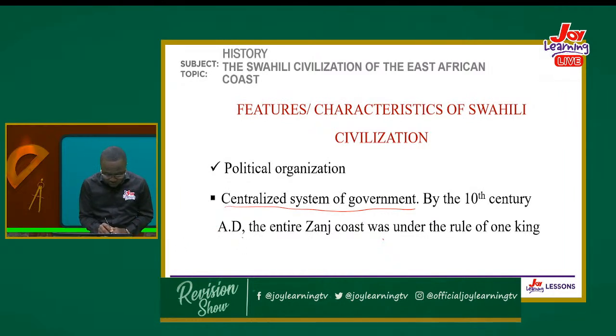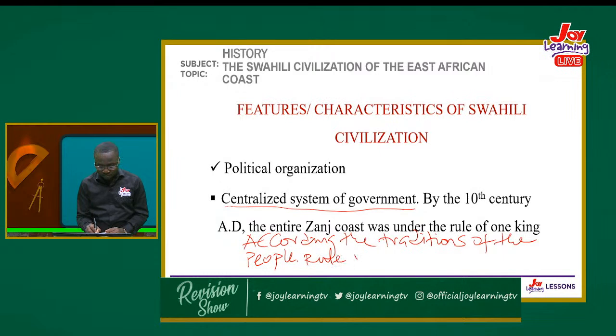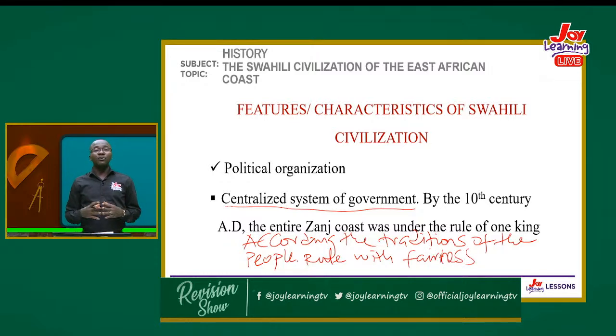So, the king is supposed to rule according to the traditions of the people. Now, he was supposed to rule with fairness. Please note it down. So he's supposed to rule according to the traditions, the laid down or accepted traditions of the people. And he's also supposed to be fair in all his dealings with the people.